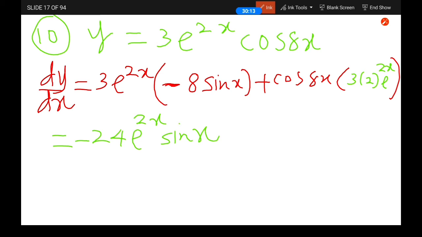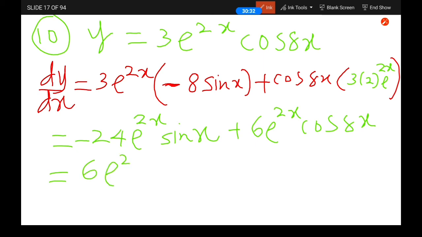Good. 3 times 2 is 6, plus 6 e raised power 2x cos 8x. Good. This is the answer. But something is common there. 6 is common. Then e raised power 2x is common. We're going to be having 6 in 24 minus 4. Good. Then e raised power 2x we go. Then sine x. Good. Then we have what here? Plus cos 8x. Very good.